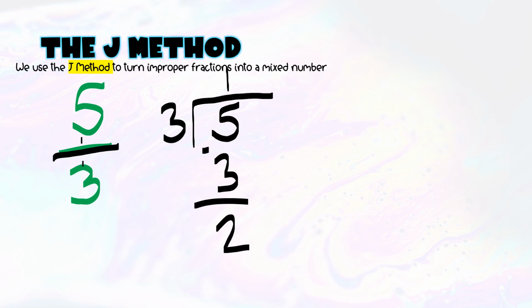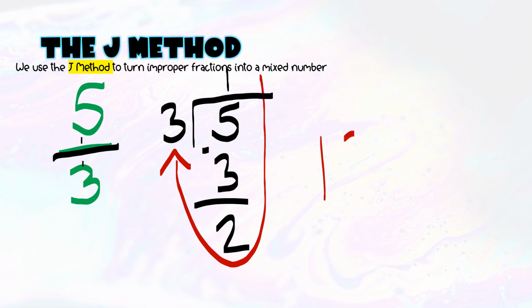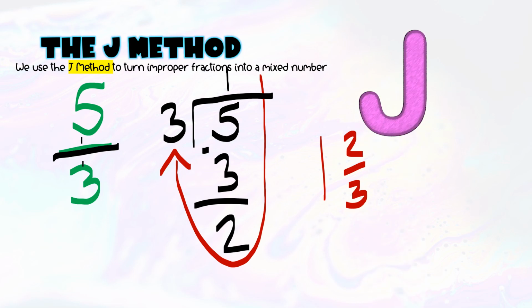The J method comes into play because what we do looks like a J. So the answer is 1 2/3. And it looks like a J, looks like a hook. We call it the J method because it quite literally looks like a J. So 1 2/3. We start with the 1, which is the whole number.